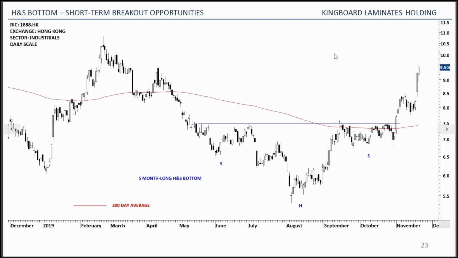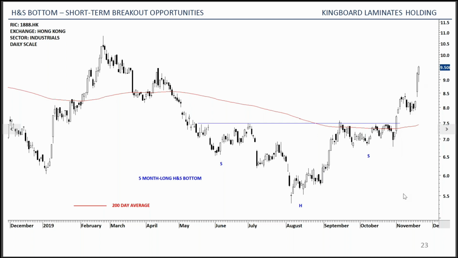Now we're going to look at head and shoulder bottom. A recent breakout alert from Hong Kong, Kingboard Laminates Holding, 5-month long head and shoulder bottom. Left shoulder, head, right shoulder. The right shoulder is a 1-month long rectangle. This one we discussed in the report. And the breakout takes place, pullback, continuation.